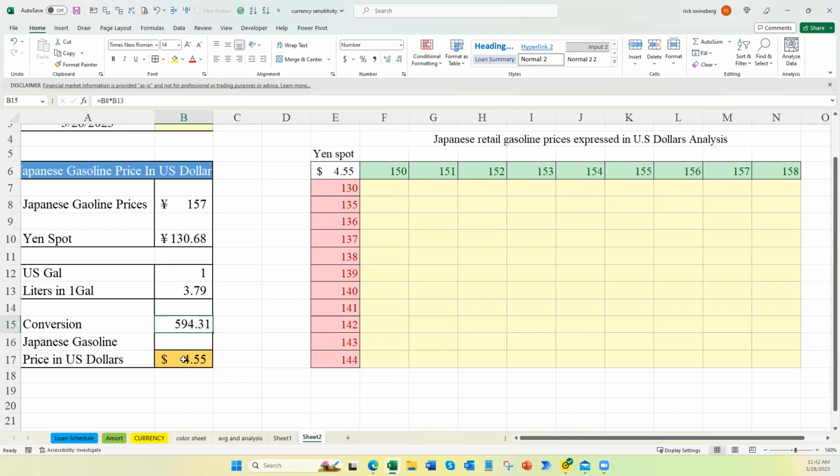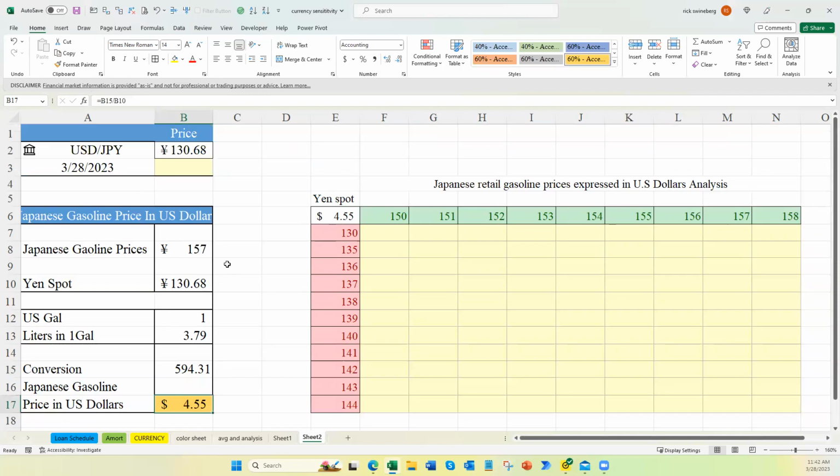That still doesn't mean anything to us right now. So now we convert that number by the spot price of the yen. We divide it, as you see here, with this little calculation. So we get $4.55. So if I pump gas at the spot price of 130.68 and the retail price is 157 yen, this is the corresponding amount in dollars.